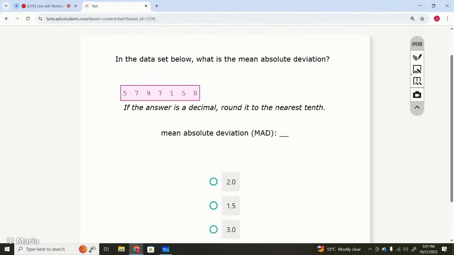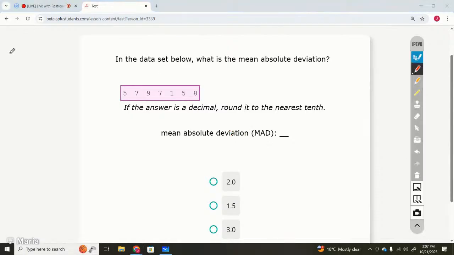So here is the dataset given. First thing I am going to calculate is the mean. The mean is the sum of all the numbers divided by the number of values given. So let's just calculate the sum. That is 5 plus 7 plus 9 plus 7 plus 1 plus 5 plus 8. The sum is 42. 1, 2, 3, 4, 5, 6, 7. 42 divided by 7 is 6. The correct option is 6.